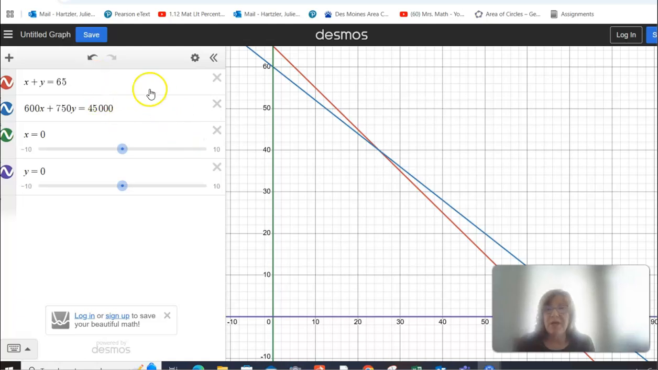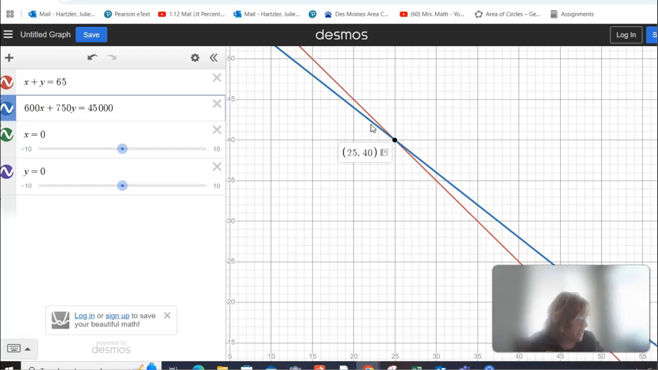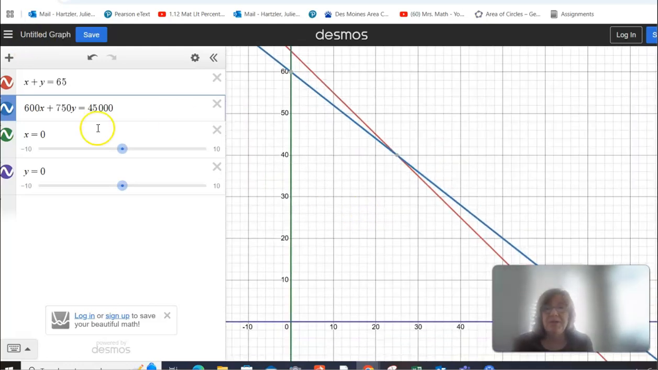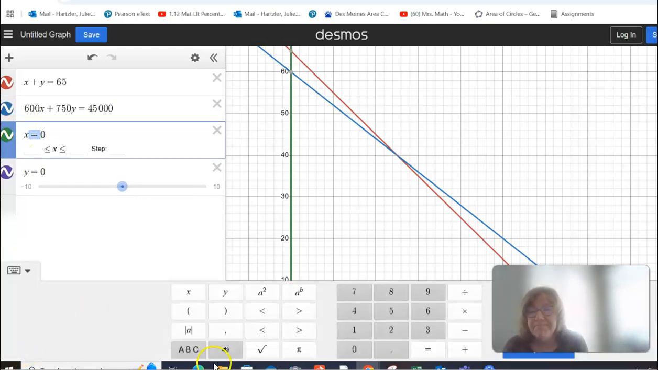So I did X plus Y equals 65, graph that, 600X plus 750Y equals 45,000, X equals 0, Y equals 0. And really the point that I couldn't get on mine because I didn't graph it well is this point right there, which is 25, 40. Now, I think using this as a tool is great, but the problem is when you graph it, sometimes it gets too busy.